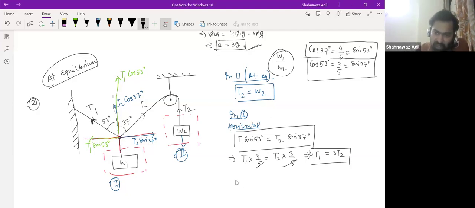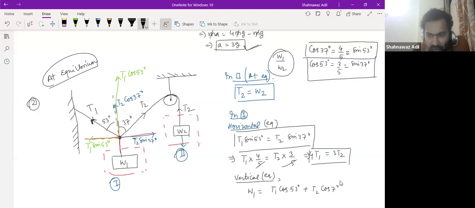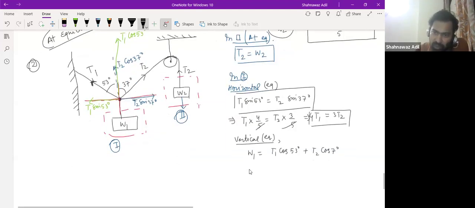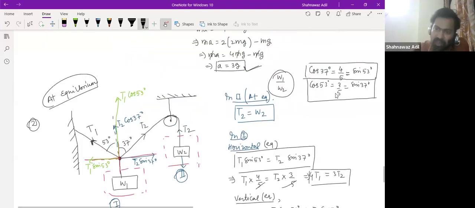If we write the vertical part, vertical equilibrium, then what do we have? So the downward part is W1. So W1 is equal to how much? T1 cos 53 plus T2 cos 37. How much is this thing? So W1 is T1 cos 53, which is how much? 3 by 5. Cos 53 is 3 by 5.